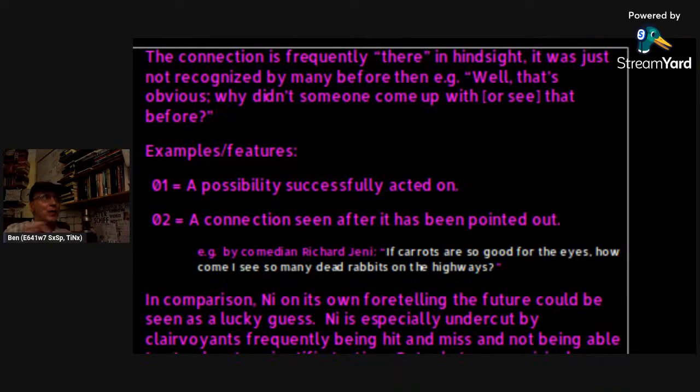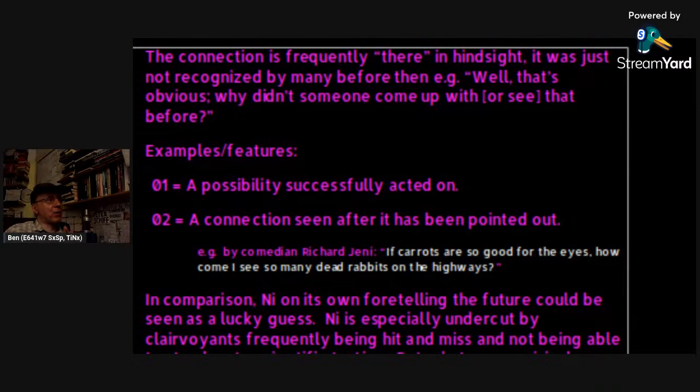So if it's obvious in hindsight, it's there. It just wasn't seen. So it's frequently there in hindsight. It was just not recognized by many before then. Exactly. It's there, but not recognized. And so you get the reaction of, well, that's obvious. Why didn't someone come up with that or see that before? There's lots of inventions that could have been invented 100 years or 200 years before, but they weren't.